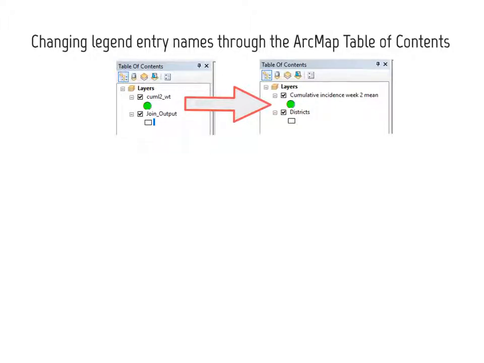And again, to do that, you just simply left-click one time on the name itself, start typing, change the name, and those will update automatically in any legend entries that you've already added to a legend, or those will be the names that are added to a legend if you add one to your map layout.